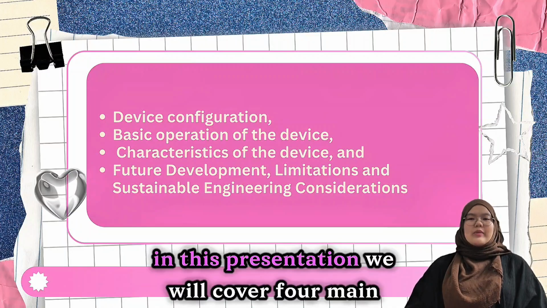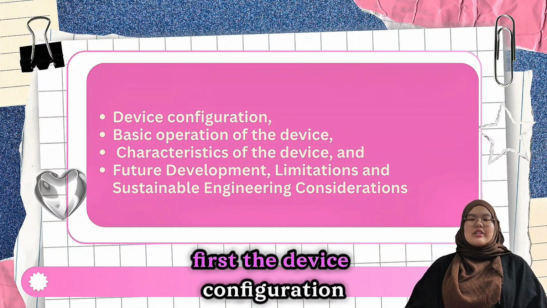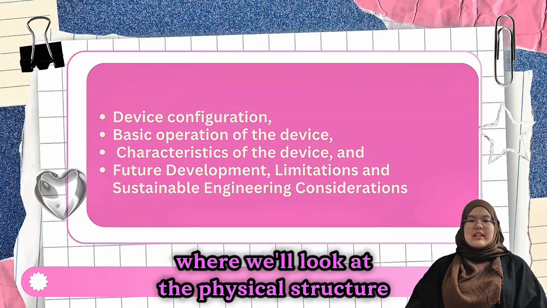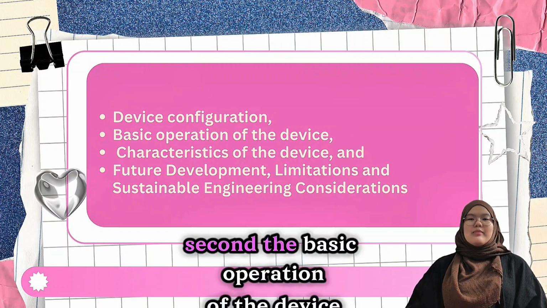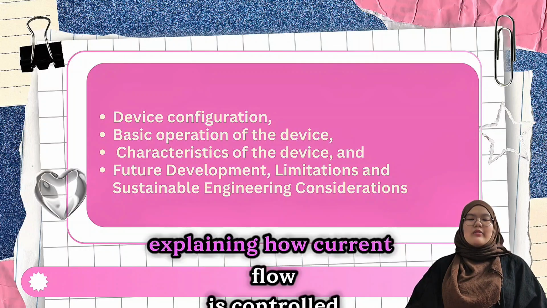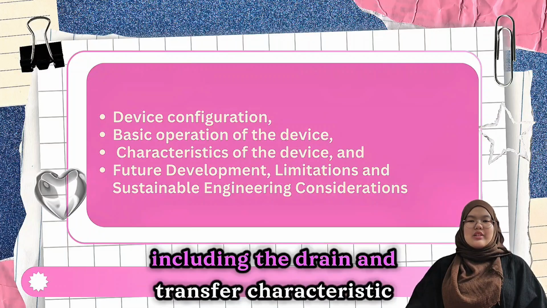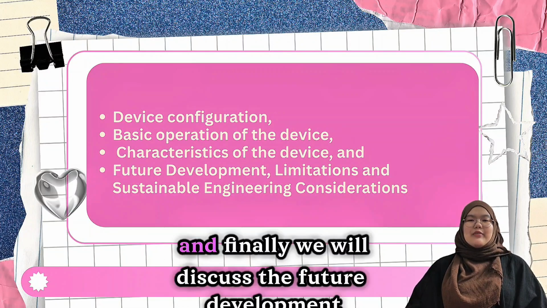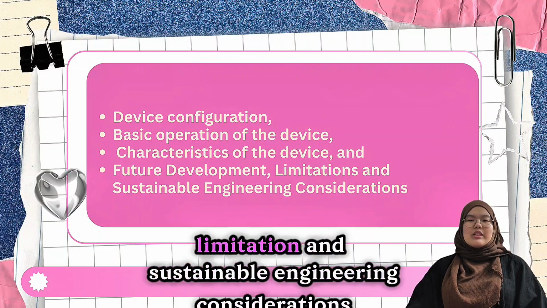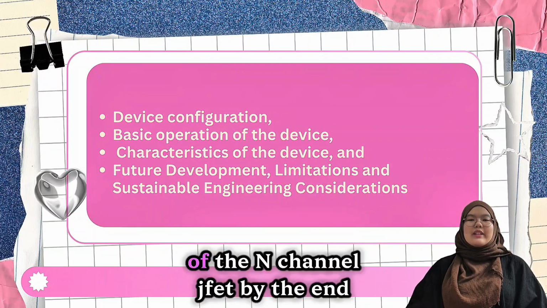In this presentation, we will cover four main aspects. First, the device configuration, where we'll look at the physical structure and terminals of the N-channel JFET. Second, the basic operation of the device, explaining how current flow is controlled using the gate to source voltage. Third, the characteristics of the device, including the drain and transfer characteristics that define its behavior. And finally, we will discuss the future development, limitations, and sustainable engineering considerations of the N-channel JFET.